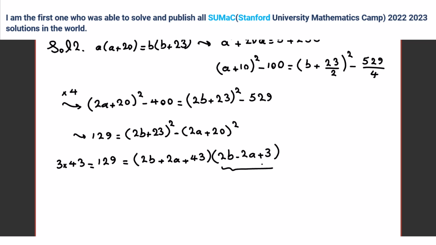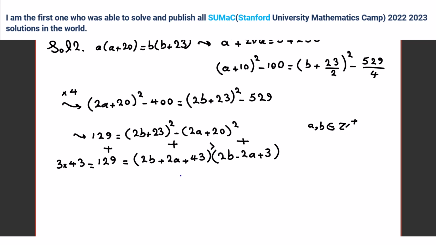Because 129 is positive, so 2b plus 2a plus 43 is positive. Yes, and a and b also are positive integers, the problem says, so it is positive. If it is negative, negative times positive is negative, a contradiction. So this one has to be positive, right? And this one is also greater than the other one, because of 43 and also 2a. So what are the cases that we should check?